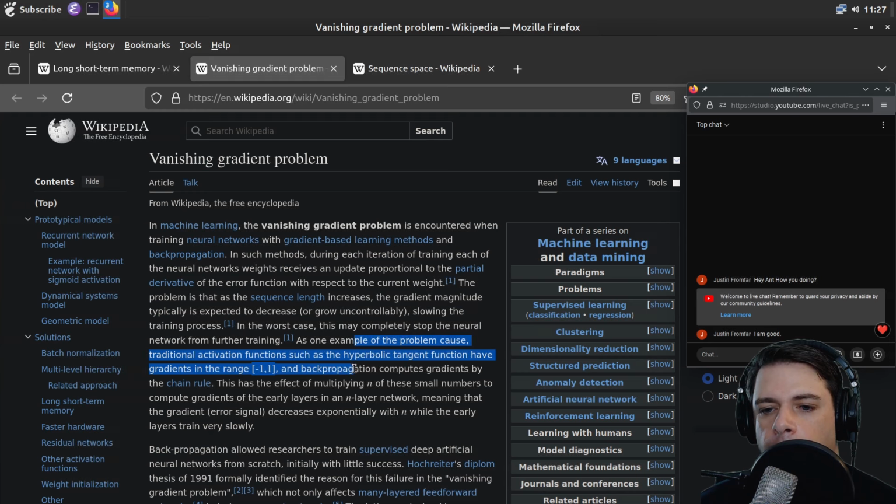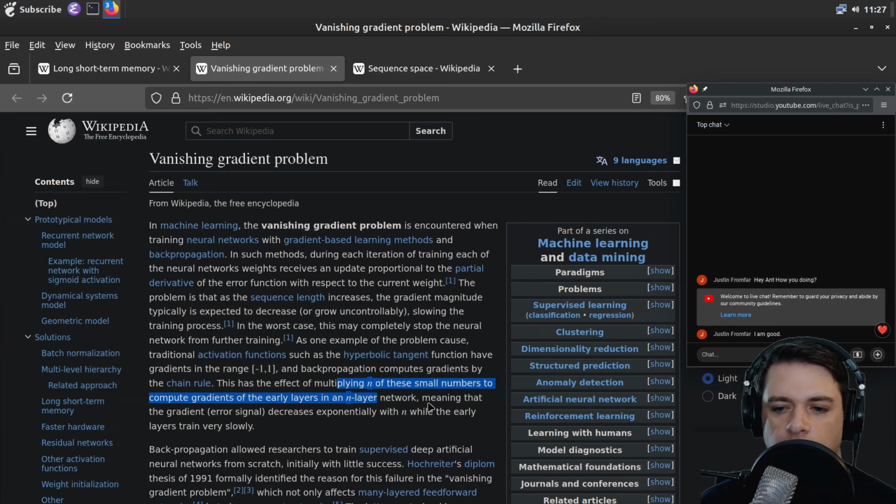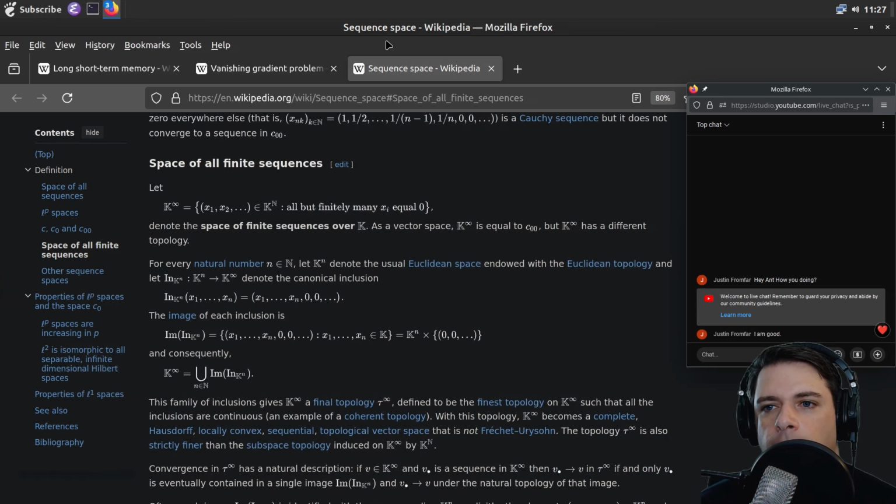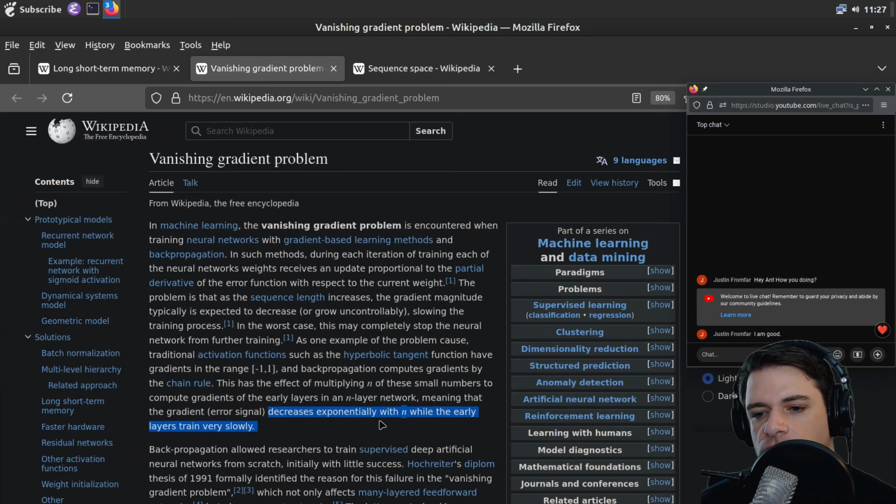As an example, some of these activation functions have gradients in the -1 to 1 range, and backpropagation computes the gradients via the chain rule, and so you end up multiplying n of these small numbers, small in absolute value, as in close to 0, meaning that the gradient error signal decreases exponentially with n, while the early layers train very slowly. Okay, so you're multiplying a lot of error-y things that are small in absolute value, and you get something really, really small.